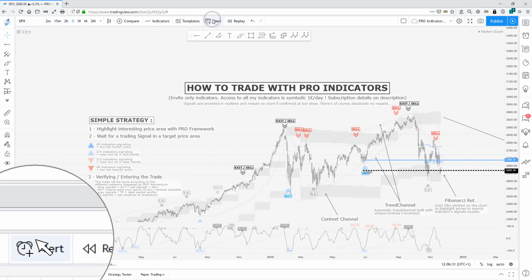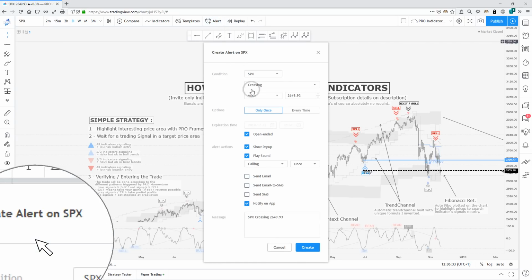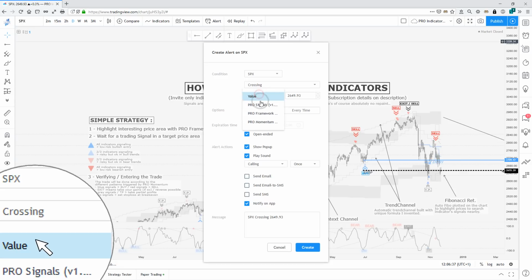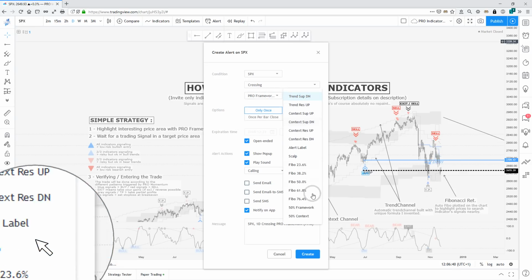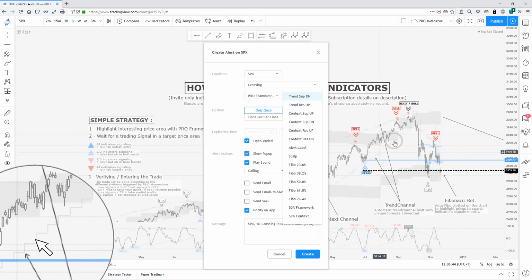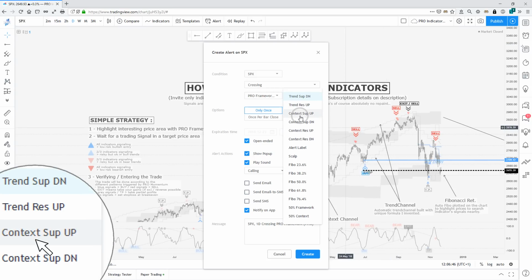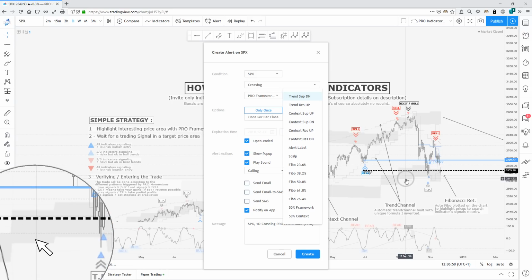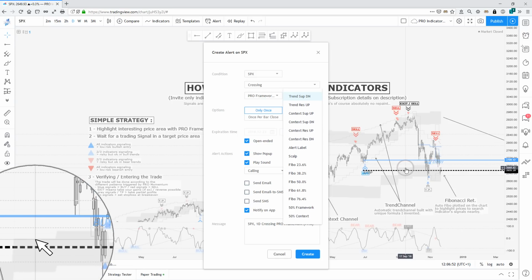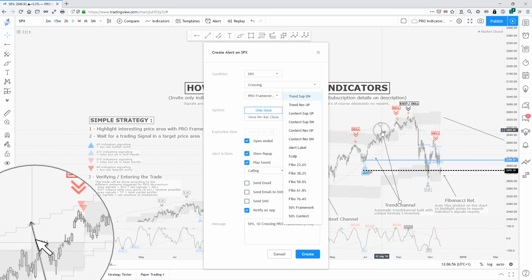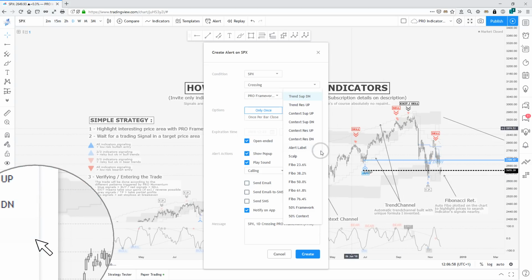So now I'm going to show you how to set those alerts. First things first, you're going to set SPX crossing, framework, and these are all the outputs. Trend support and trend resistance are the trend channel boundaries. Context support up and down is going to set the boundaries of these areas. Up is the upper part of the support area, down is the lower part. Resistance is the resistance part, up and down as well.